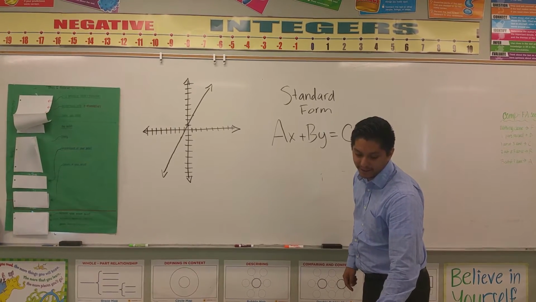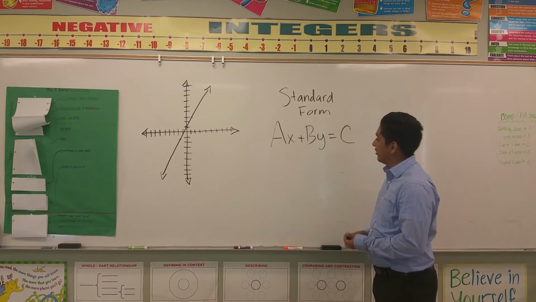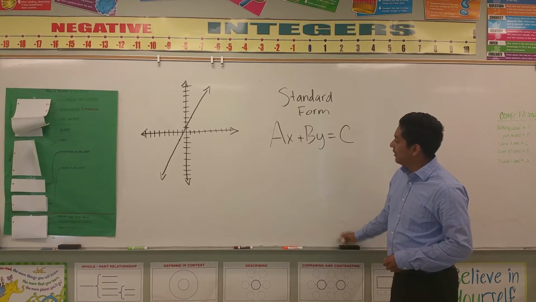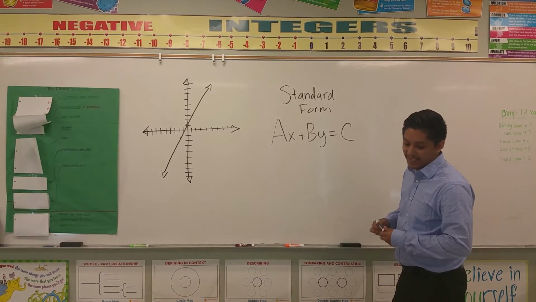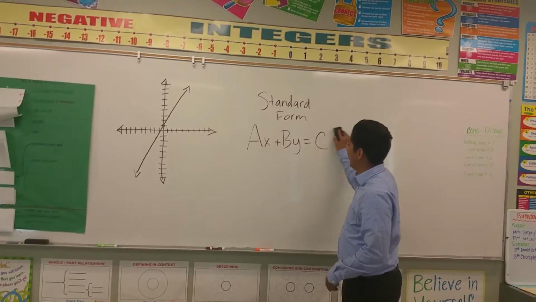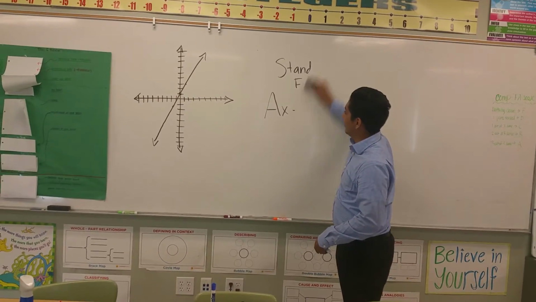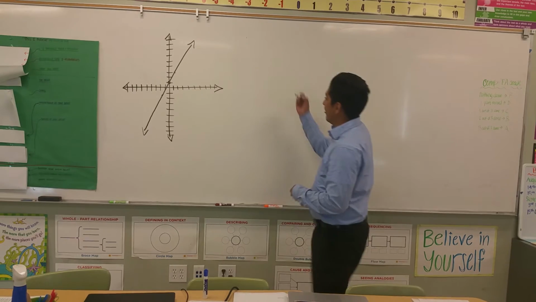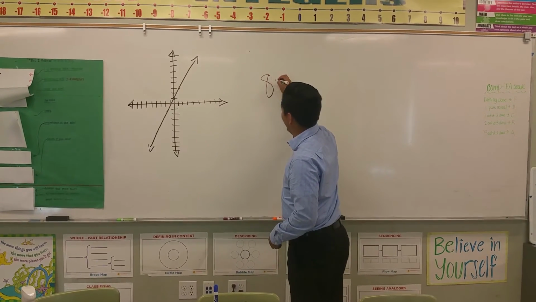So this is the standard form, and like I said, a and b can never be 0, but c can. However, we're going to look at changing from one form to another. So what we're going to do is start off with an equation that is in standard form. And I'll go ahead and write that right now.